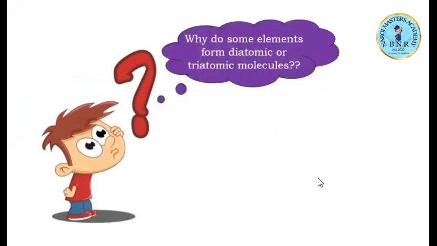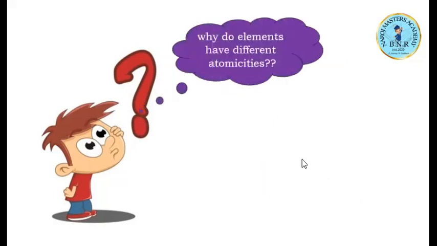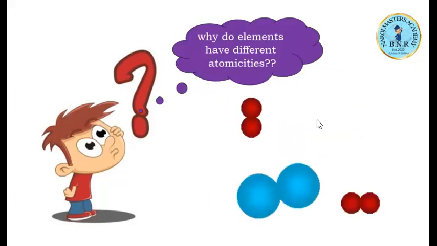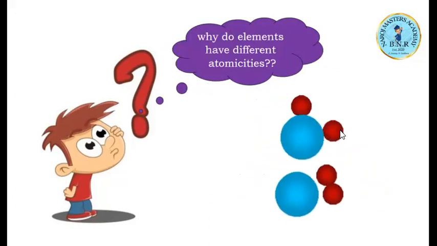Why do some elements form diatomic or triatomic molecules? Like you can see H2, hydrogen, is diatomic, and oxygen can be triatomic, O3, ozone. Ozone is triatomic, oxygen is diatomic. So why do elements have different atomicities? Is it right? Different atoms have different atomicities.